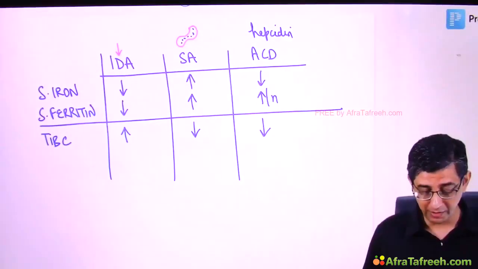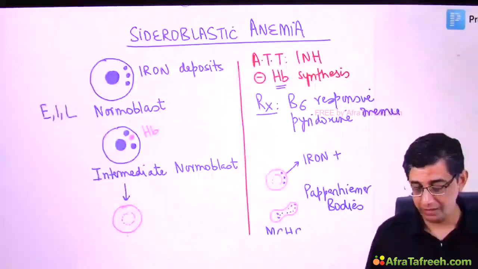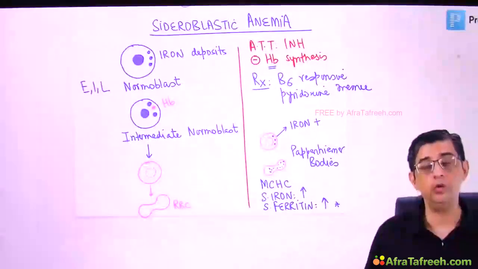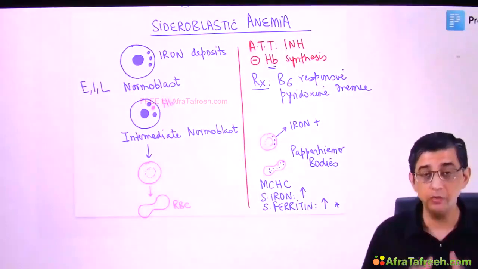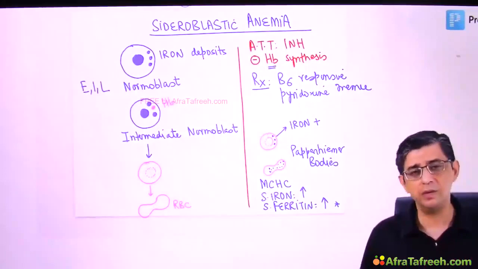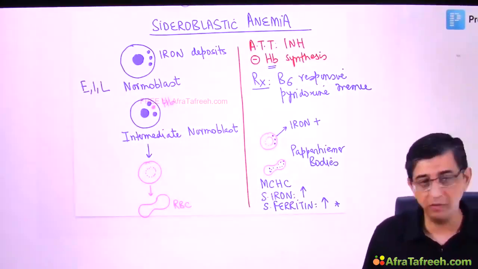So these are the details, guys, that I want you to remember for this topic, and mainly this concept of why you have increased serum ferritin, why you have increased serum iron. Sideroblastic anemia is what I really wanted to highlight. And once you get the concept, the remaining causes etc., you have already studied from pathology.